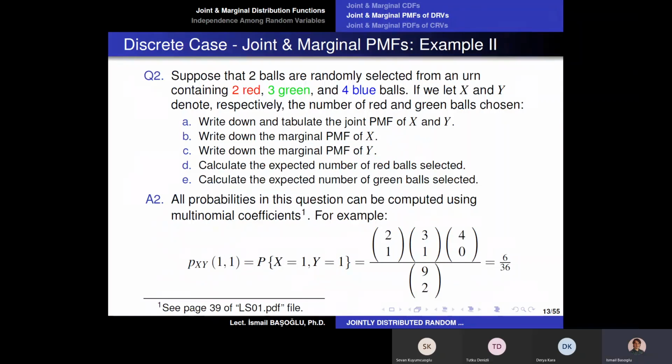Now, we have an experiment where we randomly select two balls from an urn, and that urn contains 2 red, 3 green, and 4 blue balls.